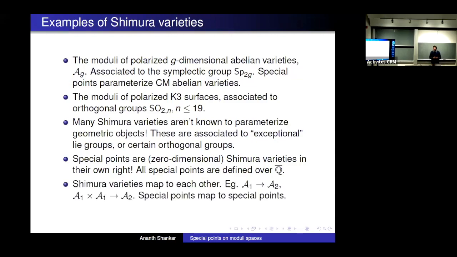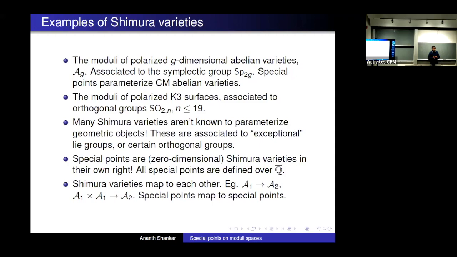Shimura varieties also map to each other, and all these maps are dictated by group theory. So for instance, the modular curve is A1, and the parameter space of abelian surfaces is A2. So given a point in A1, is there a natural way to associate to it a point in A2? In fact, yes, there is, because a point in A1 corresponds to an elliptic curve. Given an elliptic curve, is there a natural way to associate to it an abelian surface? Yes, there is. Just take the product of the elliptic curve by itself.